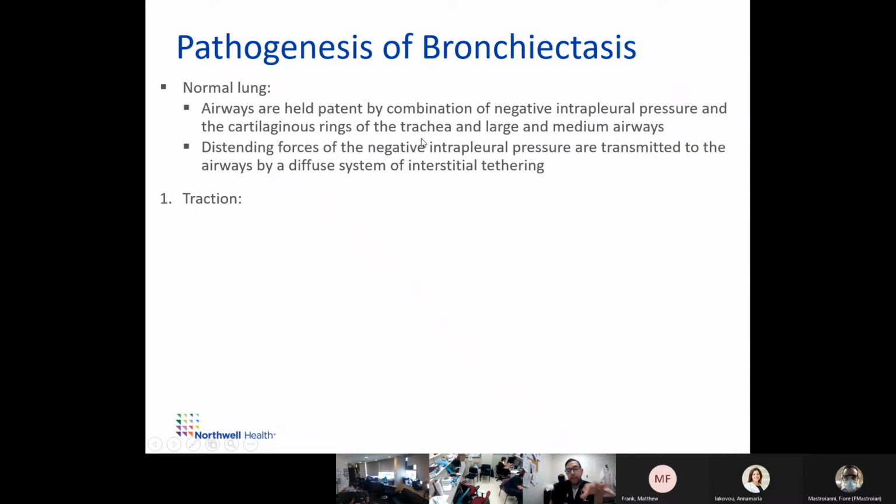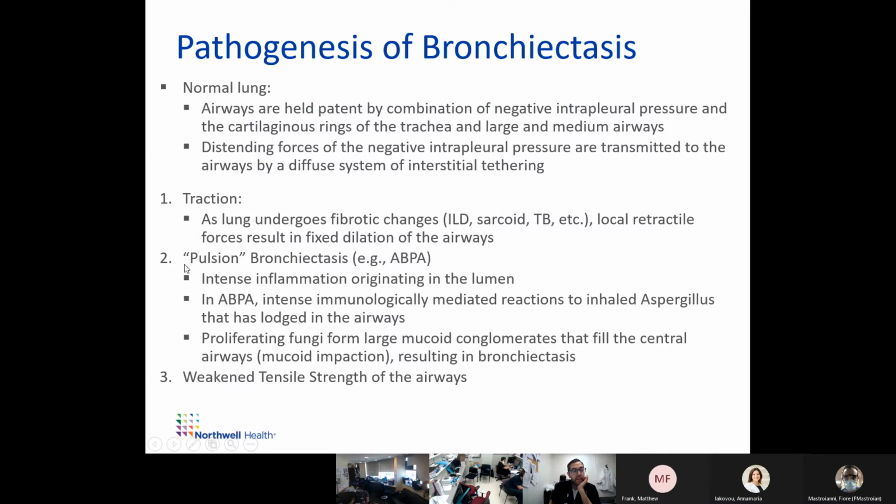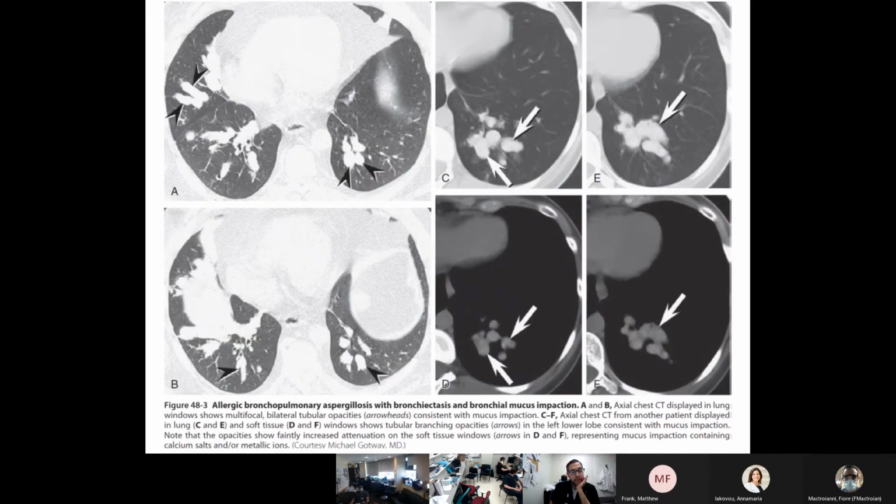And so we see the pathogenesis is related to three different mechanisms: traction, which we talked about already, and then propulsion bronchiectasis, which is the mechanism I want to talk about more today. And essentially here, there's an intense inflammation originating in the lumen of the airways. Classically, we see this in ABPA. There's an intense immunologically mediated reaction, for example, to the inhaled Aspergillus, and you develop these mucoid conglomerates, mucus plugging, that fill the central airways, and then this causes secondary bronchiectasis. The third mechanism is the weakened tensile strength of the airways.